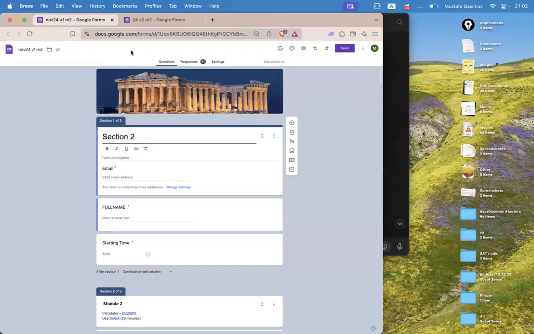Good. Okay, now let's start. We are starting from November 2024, version 1. Then we will look to version 2.